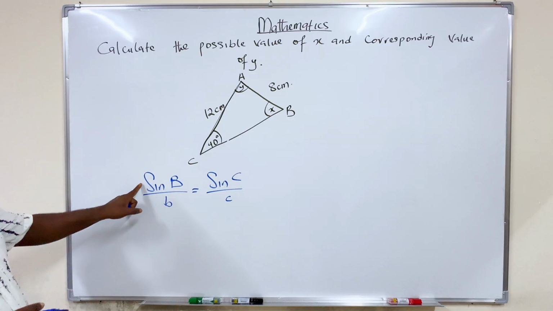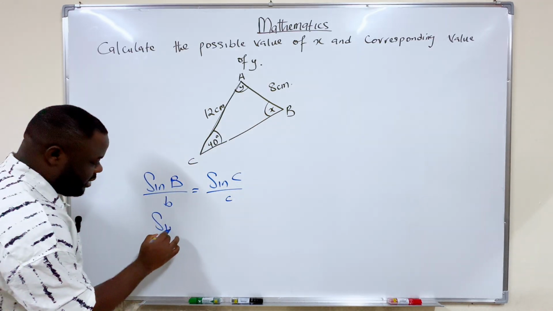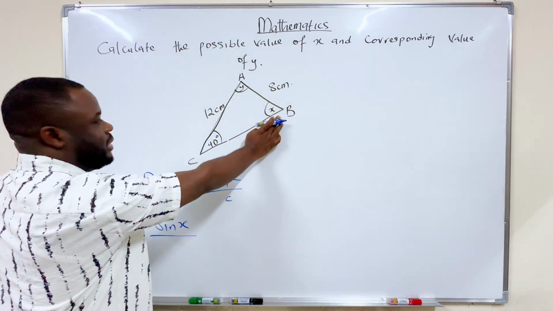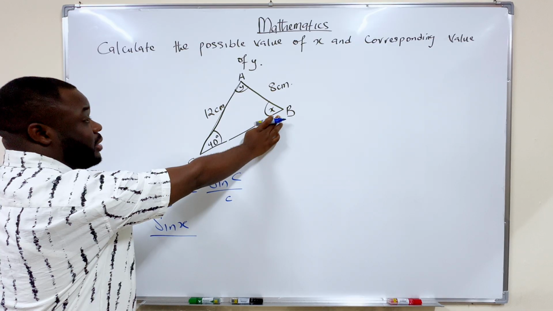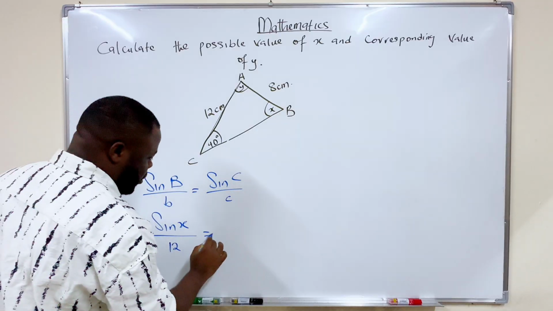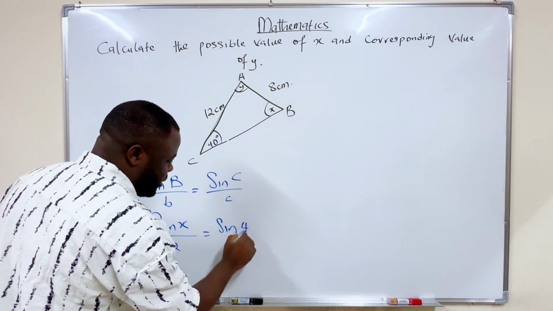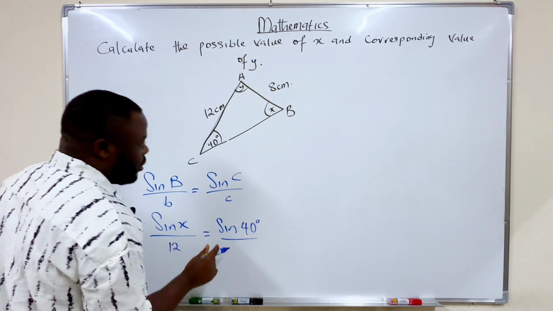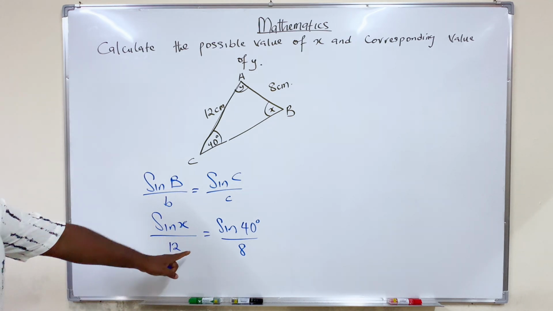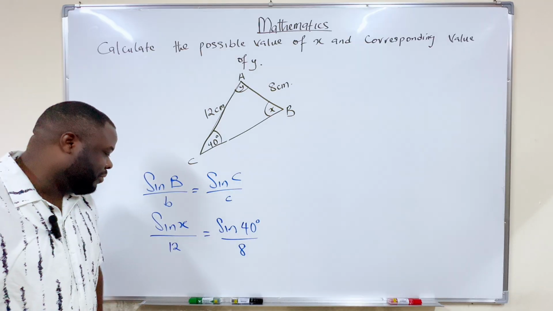Okay, so our sine B, which is sine x, over b, the opposite of the angle, which is 12 centimeters, so you have 12, equals sine C, and C is 40 degrees, over 8 centimeters. So that is it. And what we are going to do is cross multiply so that we can get the value of x.